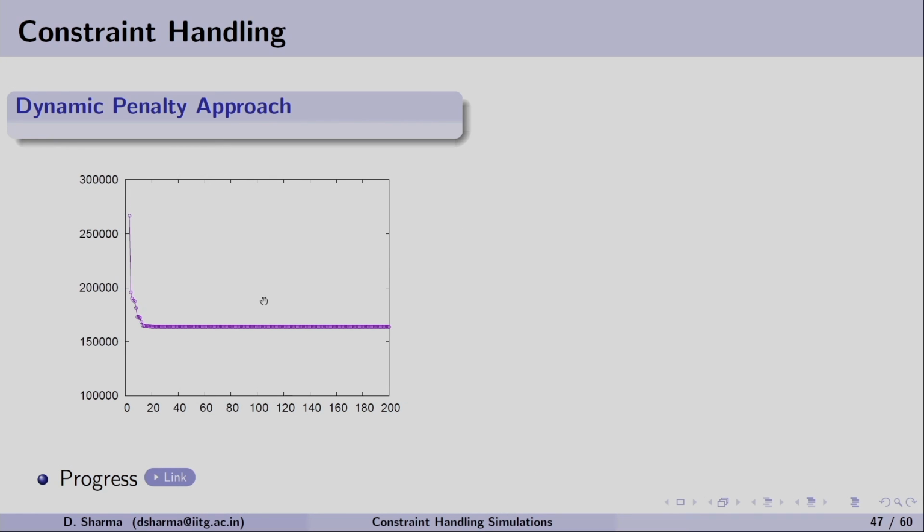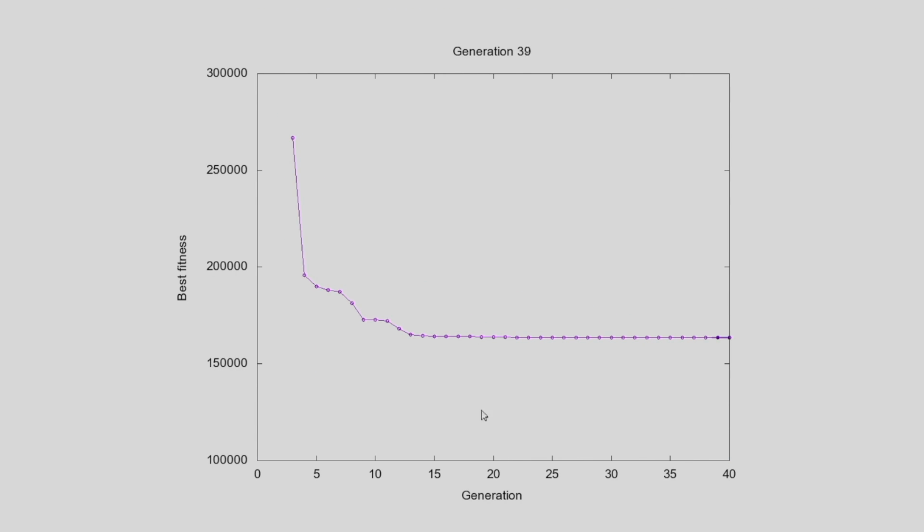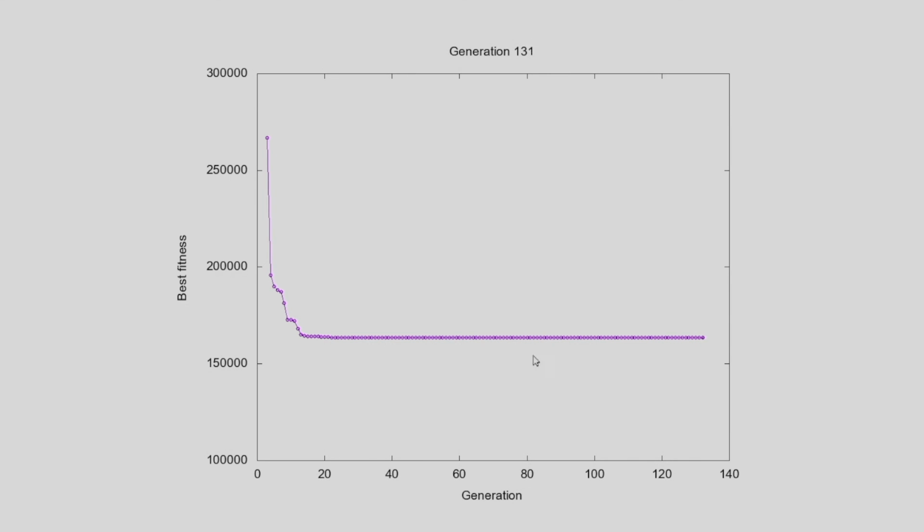Now, we have the dynamic penalty approach. As we can see in the progress, again close to 20 generations, it has converged to the solution found by this particular approach. Here we can see that close to the 15th and 16th generation, we find the solution by this approach when we have R equal to 100, which is a large value, and it is the same fitness throughout the 200 generations.